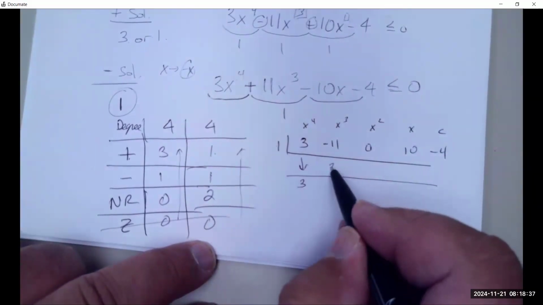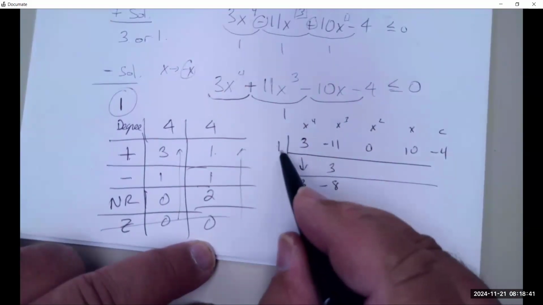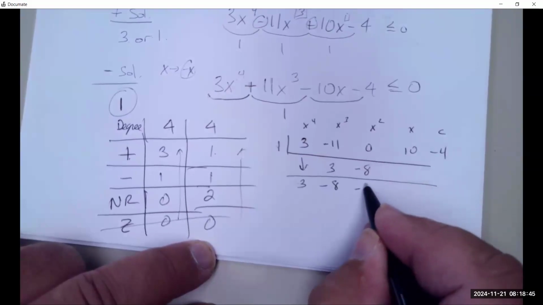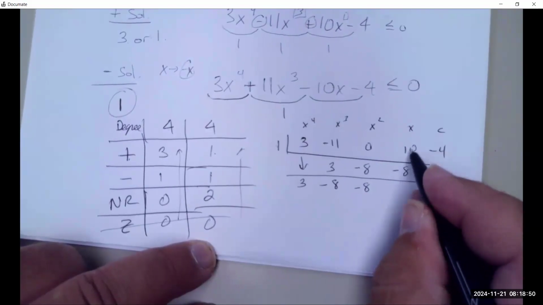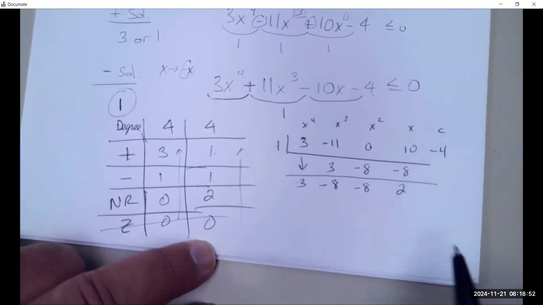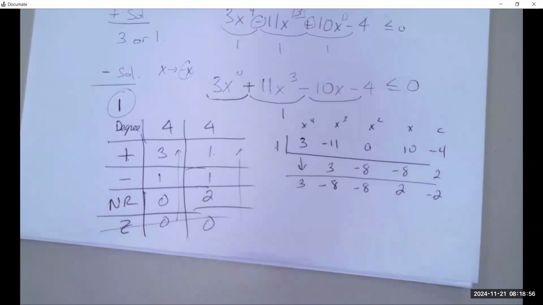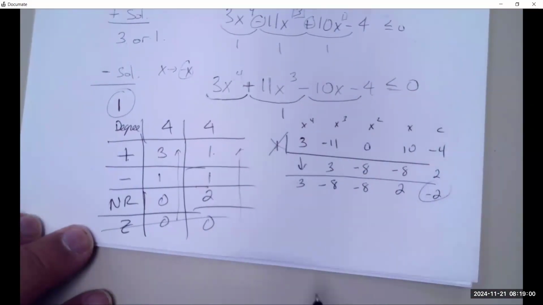One times 3 is 3. 3 minus 11 is -8. 1 times -8 is -8 plus 0 is -8. 1 times -8 is -8 plus 10 is +2. 1 times 2 is 2 minus 4 is -2. So is 1 a solution? Nope. No, because that's not 0.